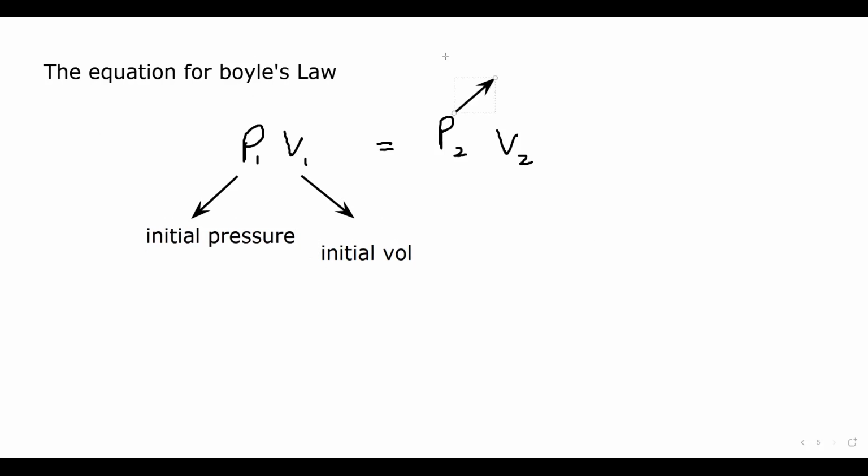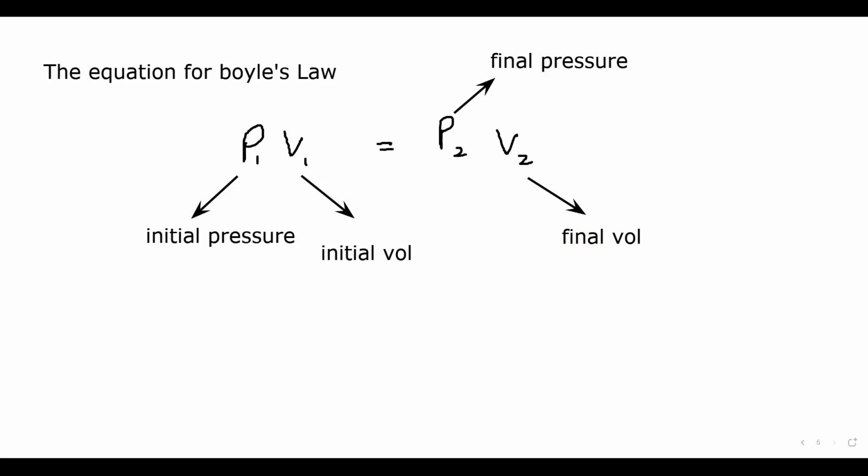What is P2? That is the final pressure. And what about V2? That is the final volume. I write in short vol, VOL.